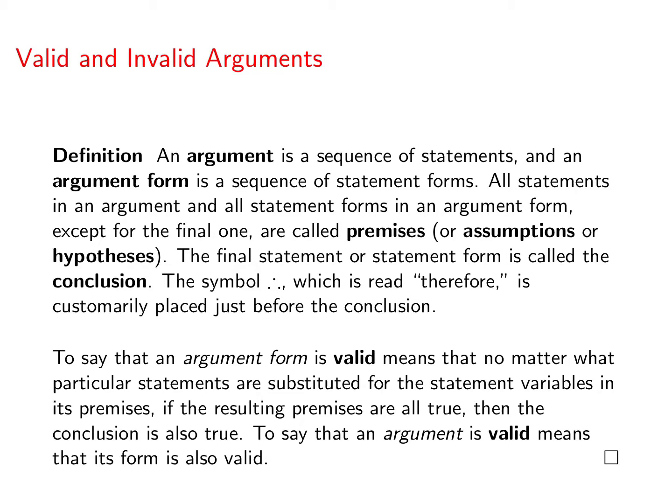To say that an argument form is valid means that no matter what particular statements are substituted for the statement variables in the premises, if those premises are all true, then the conclusion must also be true. So to say that an argument is valid means that its form is also valid.